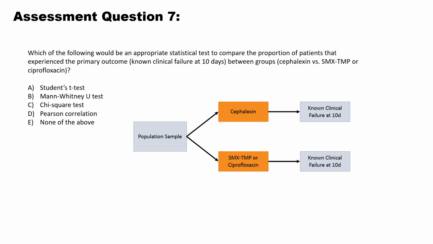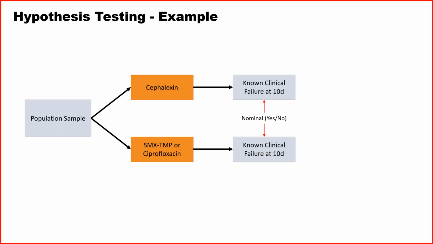So the first thing we need to think about here to answer this question is what type of data we're working with in terms of our primary outcome. So known clinical failure is really a dichotomous answer. It's either yes or no. And so this is nominal data.